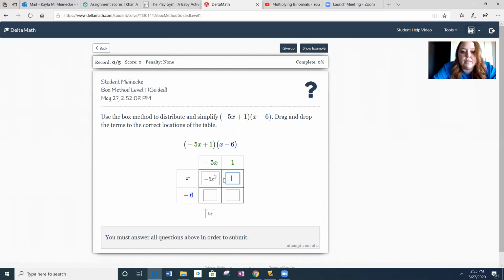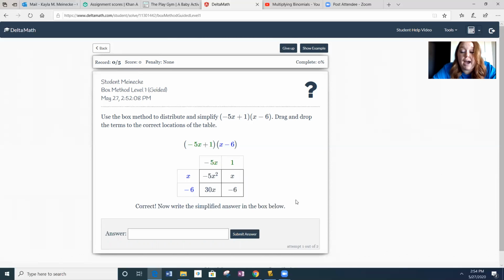Then I'm going to do this box, which is the product of x and 1. So you take the column times the row, or row times column, whatever. x times 1 is just x. For this box, it's the product of negative 6 and negative 5x. Negative times negative is positive, so that would be 30x. And the last one is negative 6 times positive 1, which is negative 6. So we can hit try, and it's going to double check that what you have in the boxes is correct. And it says correct.